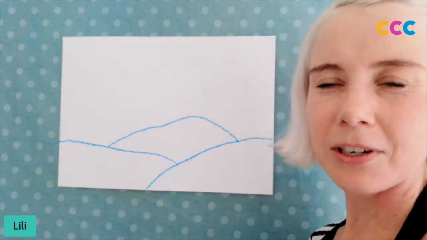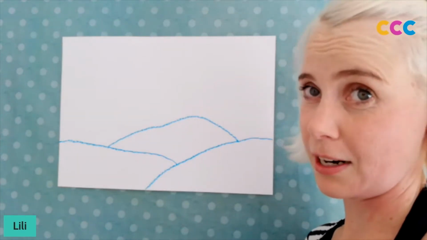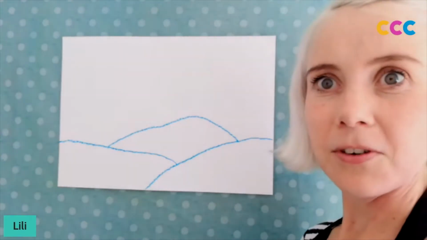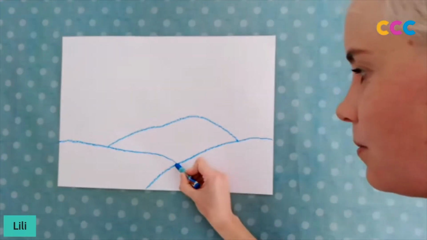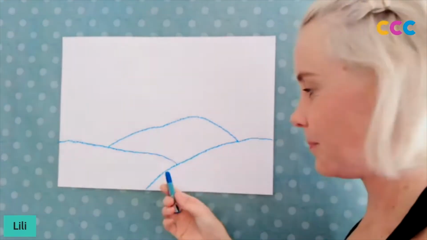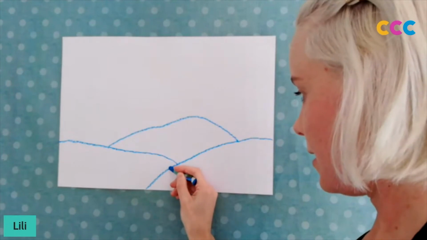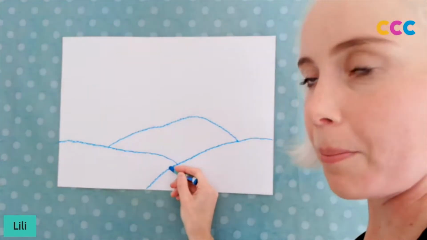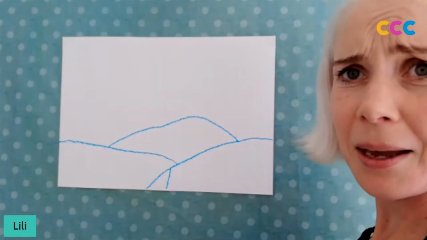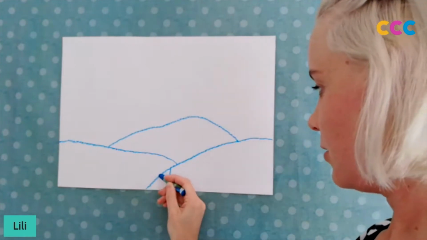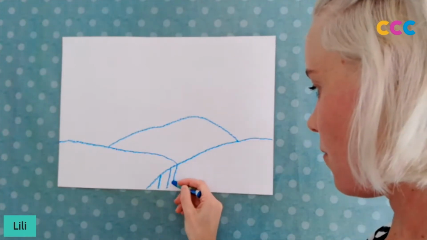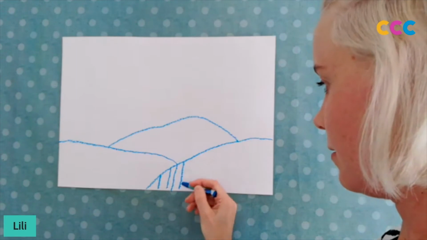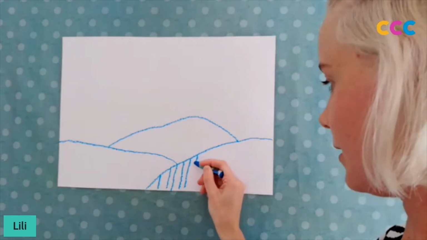But now we're going to learn our first actual line. And it's going to be a vertical line. So maybe you know what vertical is. If you can see, it's going from the top down. That we call a vertical line. So cover your first hill with some vertical lines.